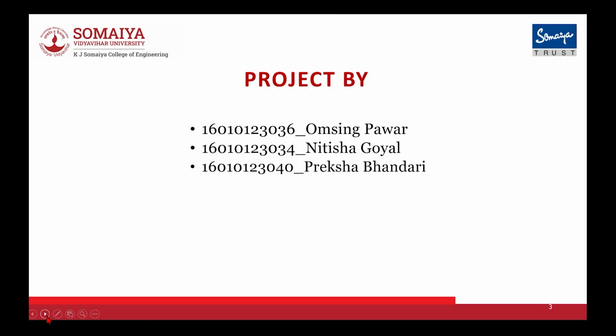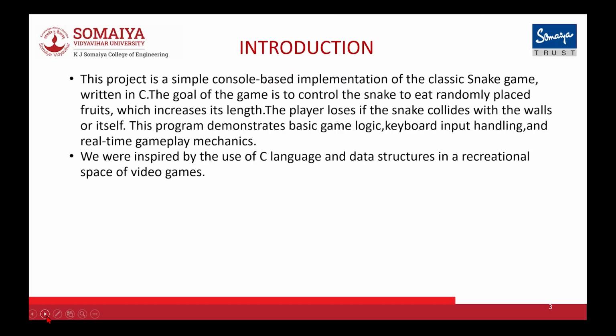Giving some introduction on it, this project is a simple console based implementation of the classic snake game written in C programming language. In this game, the player controls a snake on a fixed gaming grid, directing it toward a randomly placed fruit. Each time the snake consumes a fruit, it grows longer, and the game continues until the snake collides with the wall or itself.